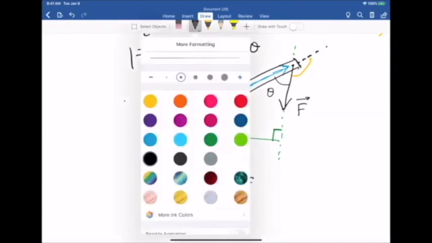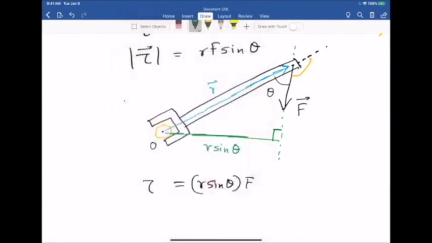There is a name for this particular length. It's called the lever arm, or r perpendicular. So the torque is also equal to r perpendicular multiplied by F. And what is r perpendicular? R perpendicular is the lever arm. It also has another name. It's also called the moment arm.